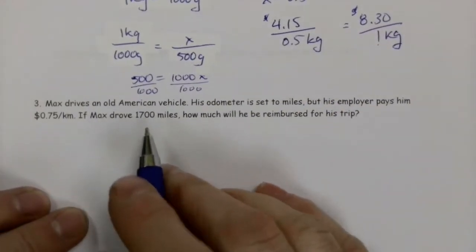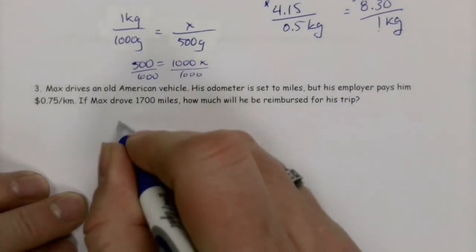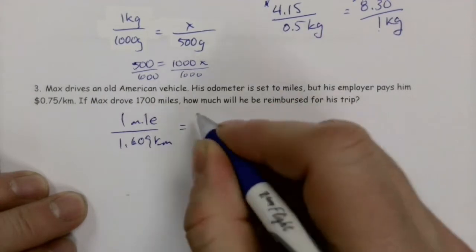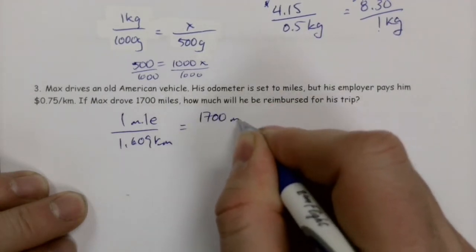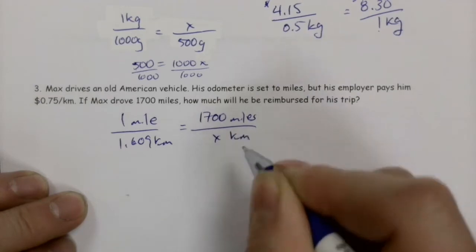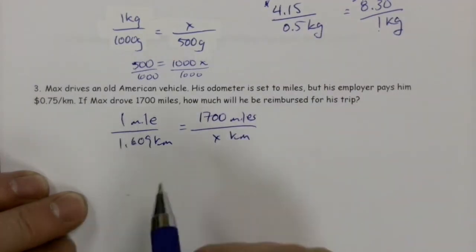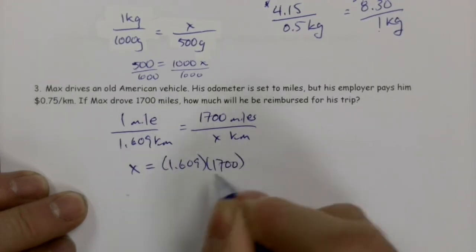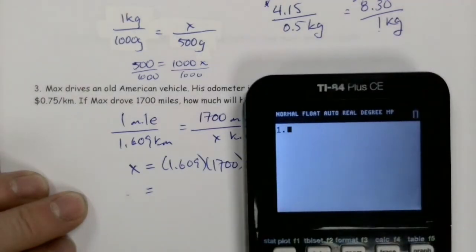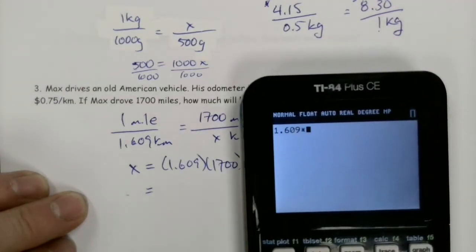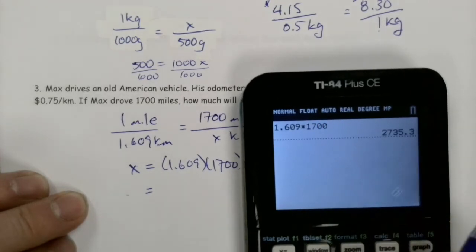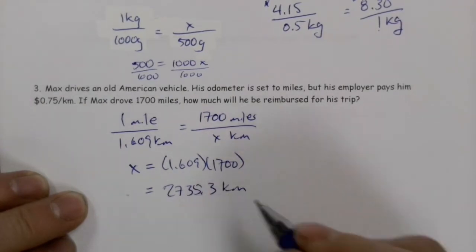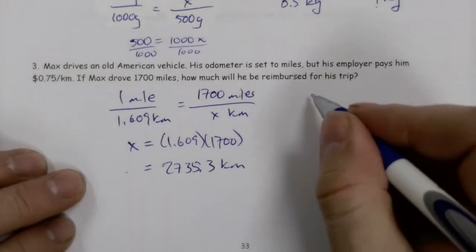So the first thing we're going to do is convert this 1,700 miles into kilometers. I know that 1 mile is 1.609 kilometers, so 1,700 miles is going to equal X kilometers. X times 1 is just going to be X, and this will be 1.609 multiplied by 1,700. And we get 2,735.3 kilometers.